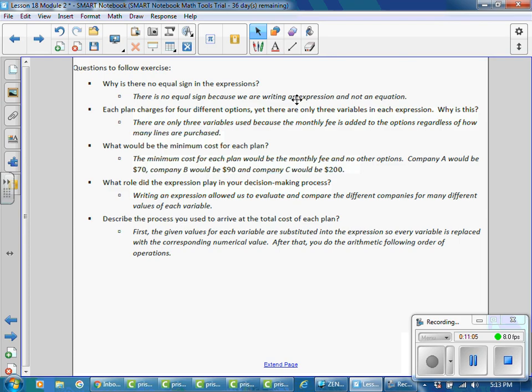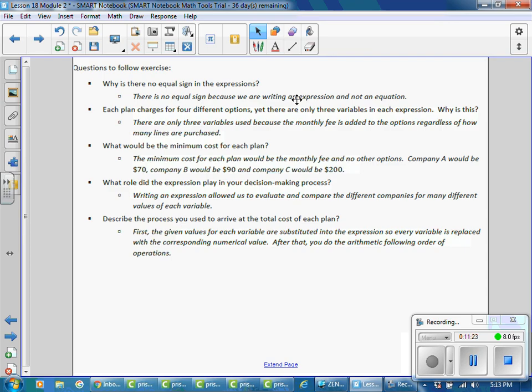Describe the process you used to arrive at the total cost. First, the given values for each variable are substituted into the expression, so every variable is replaced with a corresponding numerical value. After that, you do the arithmetic, following the order of operations.